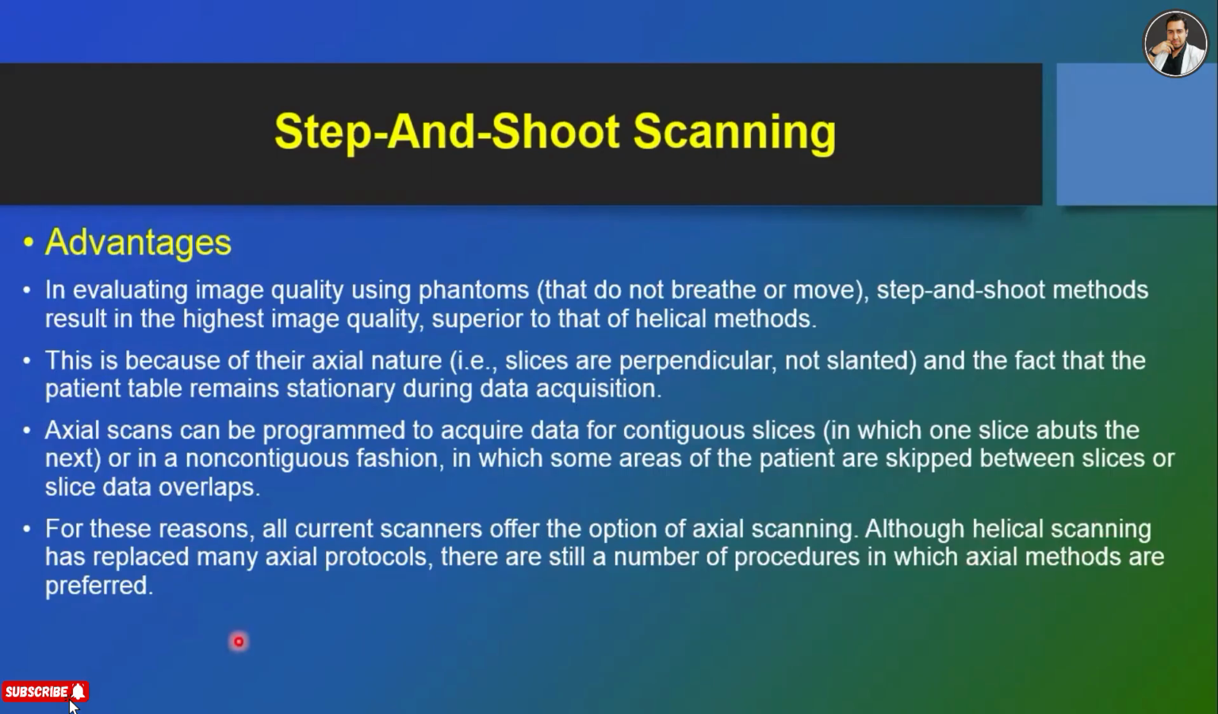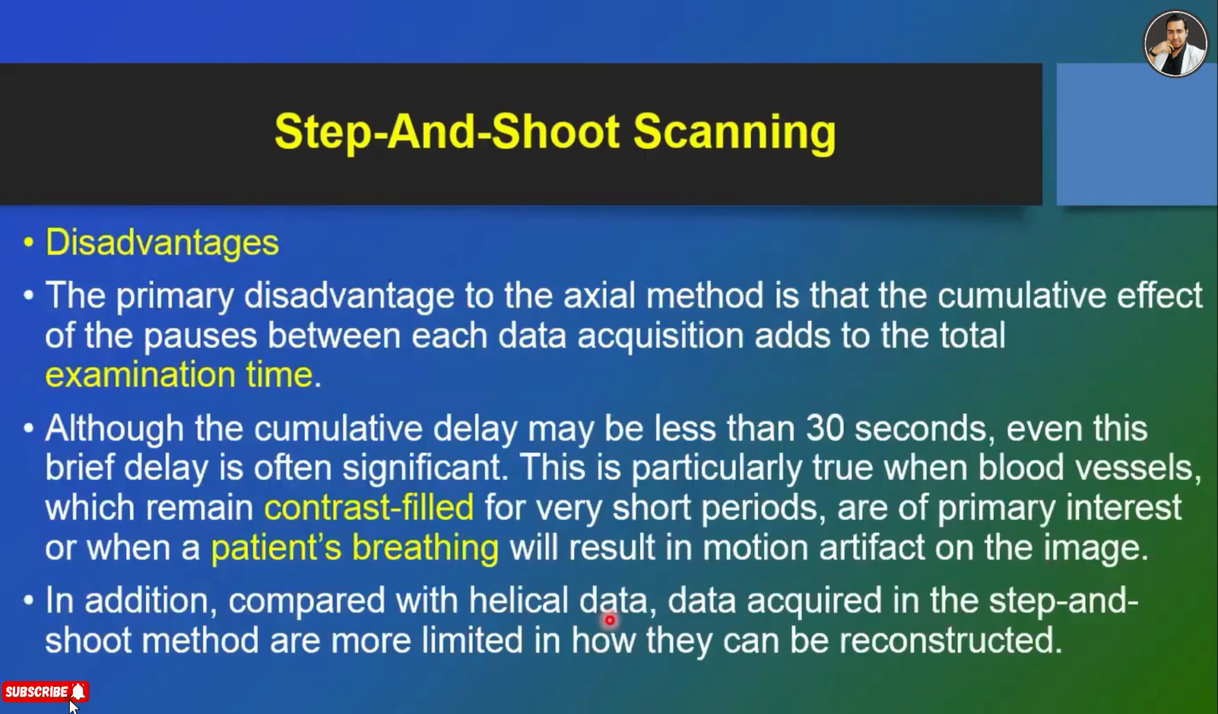Helical scans are done first and collect more information. The more the scan area is done, the more information the helical scanner provides. There are disadvantages of the step and shoot. The primary disadvantage of the axial method is that the cumulative effect of the process between each data acquisition adds to the total examination time. The cumulative delay may be less than 30 seconds, but the cumulative delay is often significant.